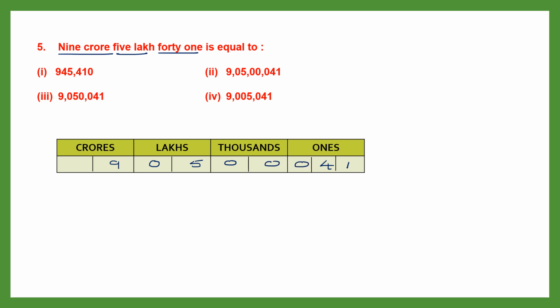Now let's write down the number 9 crore 5 lakh. Now nothing in the thousands place, 41. So this is our number. Let's see which option is the correct one. So 9, here we have a comma. Now can you see here there are 3 places? That means it's showing us the international system, so which is wrong. Now let's go to this one, 905. So this is our answer. Option 2 is our answer.